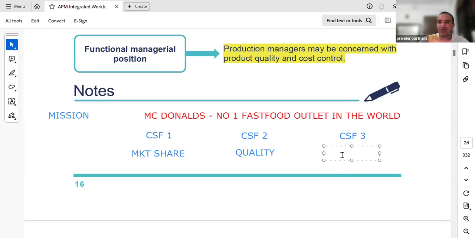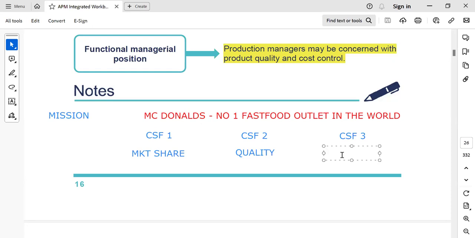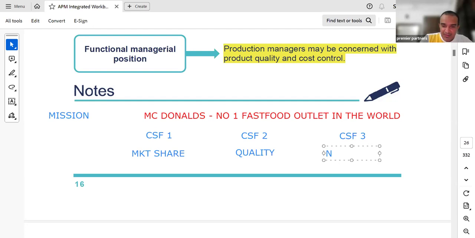Another critical success factor. I already told you that when I explained Unilever. The network, the agents. Exactly. Shall we say number of outlets? Number of outlets.